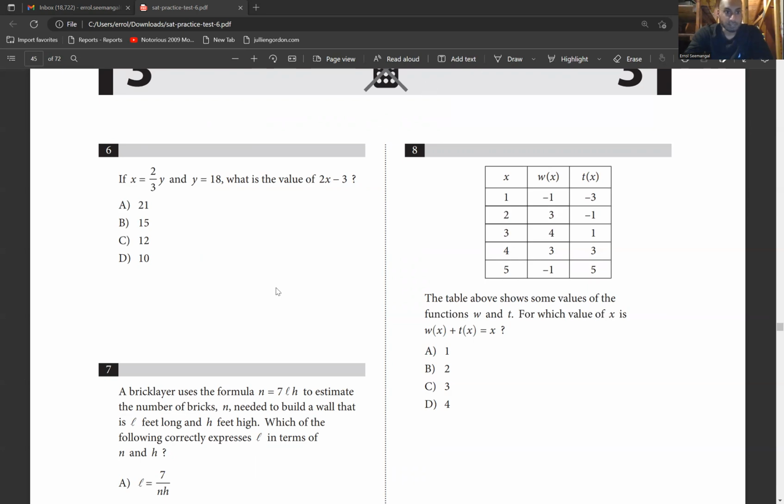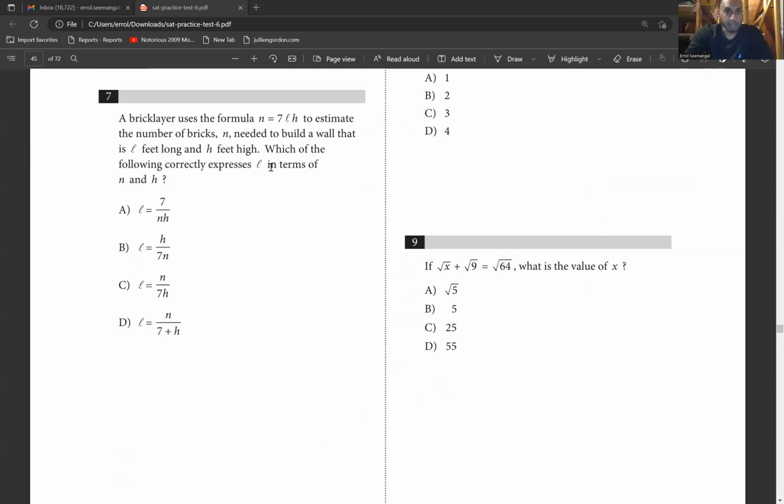7. A bricklayer uses the formula to estimate the number of bricks N needed to build a wall that is L feet long and H feet high. Which of the following correctly expresses L in terms of N and H? Basically, take this and solve for L. How do we solve that for L? We would divide by H. 7H. So L will equal N over 7H.